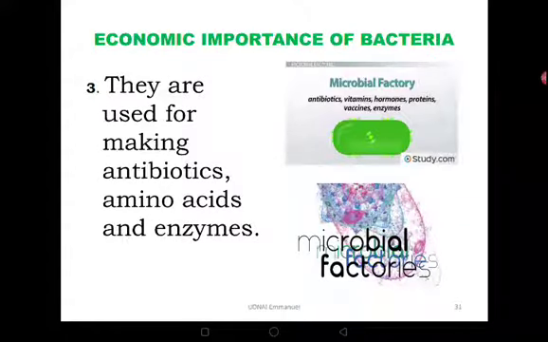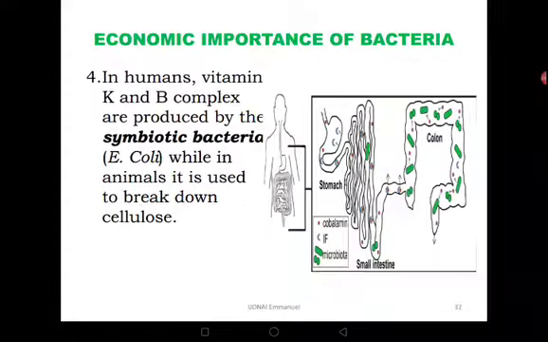The other one is they are used in making antibiotics, amino acids, and enzymes. So after research in microbiology and therapeutics, bacteria are used for manufacture of antibiotics. They are cultured in large numbers, and then they give us antibiotics that we use for treating different ailments.